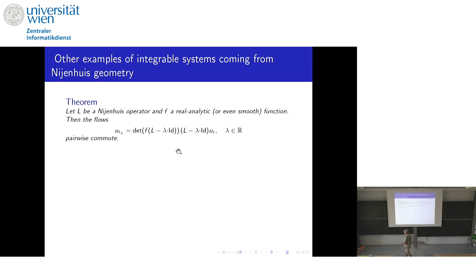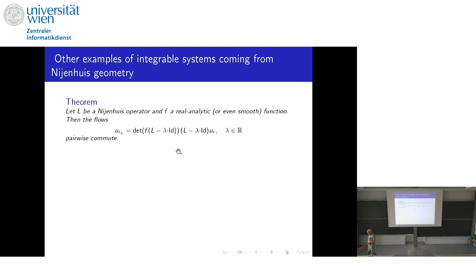Let me give another example. It's again a theorem. We start again with a Nijenhuis operator. Our freedom is a choice of a real analytic function. Now it's called small f because it comes in as a formula. And the formula for the generator is here. We take the determinant of f of L minus lambda identity and multiply it with L minus lambda identity.